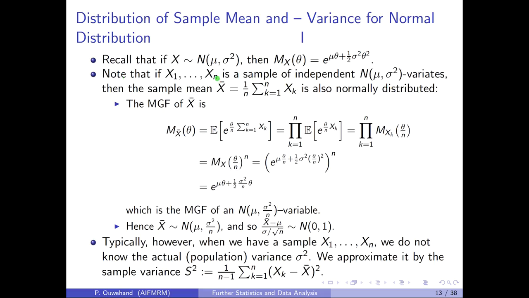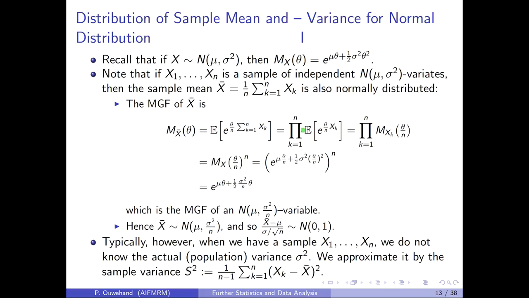The sample mean, x bar, is defined to be 1 over n times the sum of the x's, and that is also a random variable because it's a sum of random variables. Moreover, it's also normally distributed, as we'll see now using the moment generating function. The moment generating function of the sample mean is by definition the expectation of e to the theta times the sample mean. But because the random variables are independent, the expectation of this product splits as a product of expectations.